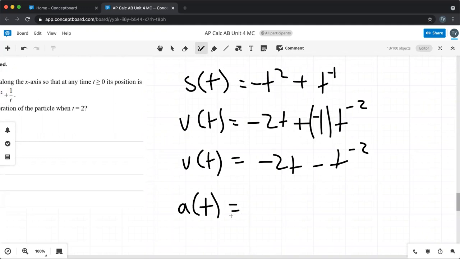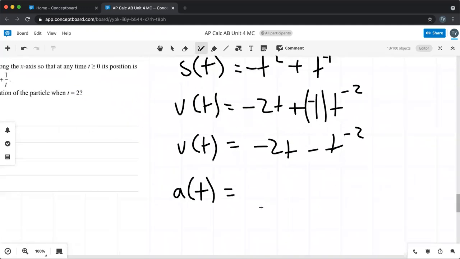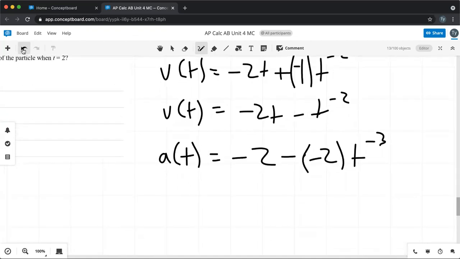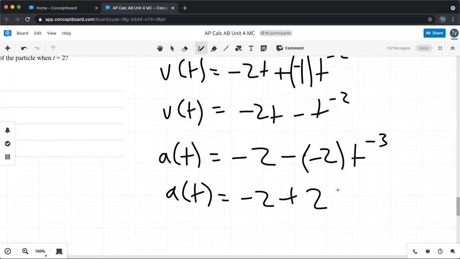We want to take another derivative because we're looking for acceleration. So the derivative of our velocity function, derivative of negative 2t is just negative 2. The derivative of negative t to the negative 2, well, if we keep this negative there, we bring down our power and we decrease our power by 1. That's a negative 3, ugly 3. Okay, we can do some simplification. So we have negative 2 minus a minus gives us a plus 2t to the negative 3.